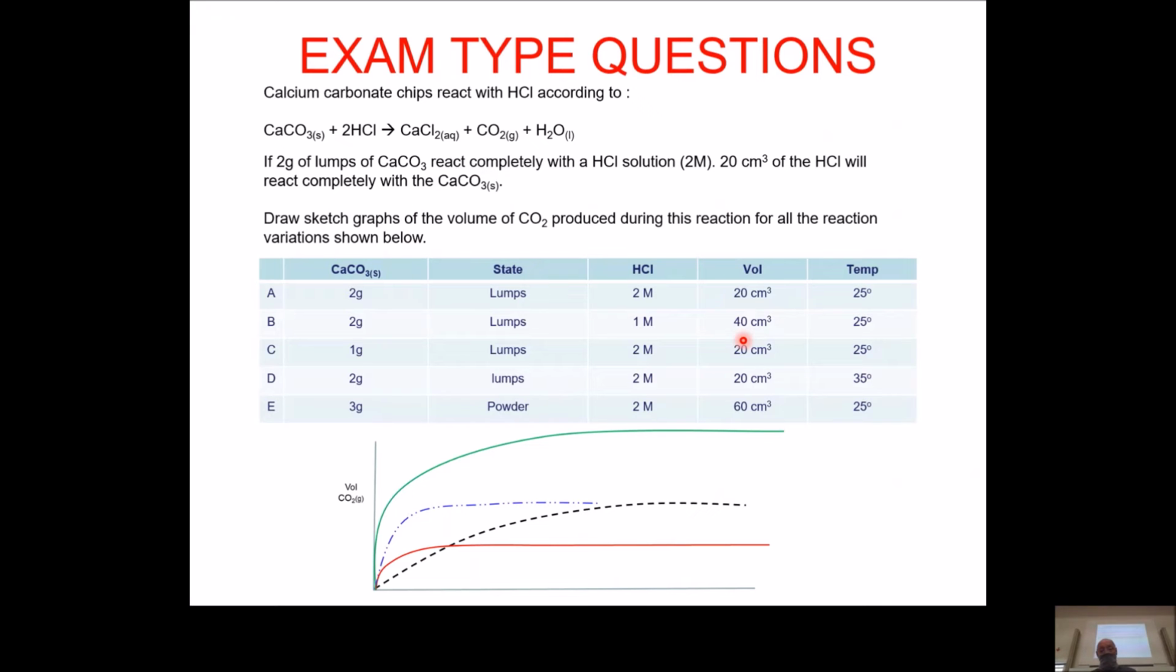Right, let's try and have a look at some exam type questions. So, have a look at this one. Calcium carbonate chips react with HCl. Now that's a reaction we've seen many times, and we discussed it in quite a lot of detail earlier on. If 2 grams of lumps of calcium carbonate react completely with an HCl solution of 2 molar, 20 centimeters cubed of the HCl will be required to react completely with the calcium carbonate.